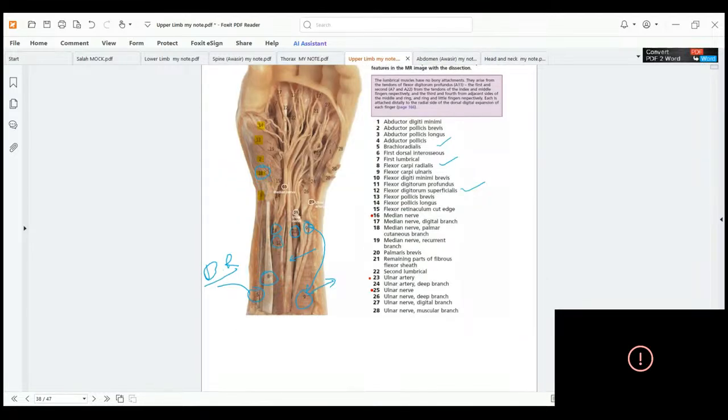In this picture, number 16 is the median nerve. 23 is the ulnar artery, because this is the little finger side. And the radial artery, we can expect on this side. So median nerve 16, ulnar artery 23, ulnar nerve 25.